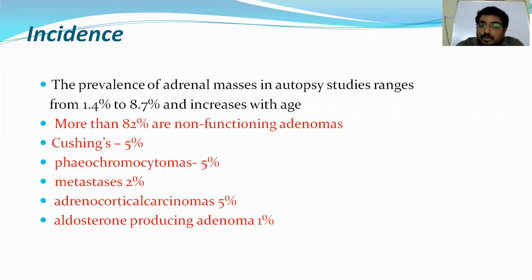What are the 5%? Cushing's, pheochromocytoma, and adrenocortical carcinoma. Metastasis is 2%. Aldosterone-producing adenomas are 1%, and 82% are non-functioning. The most common type is non-functioning, at 82%.